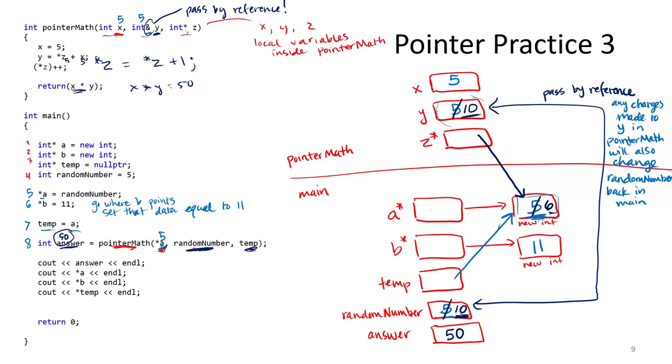And now we are ready to output the results to the screen. We can now look at our picture and figure out what each cout statement should show. First is answer. We see that answer holds the value 50. So the answer for this first cout statement is 50. Next is asterisk A. Well, we look where pointer A points. Pointer A points at 6. So the second cout statement will output 6.